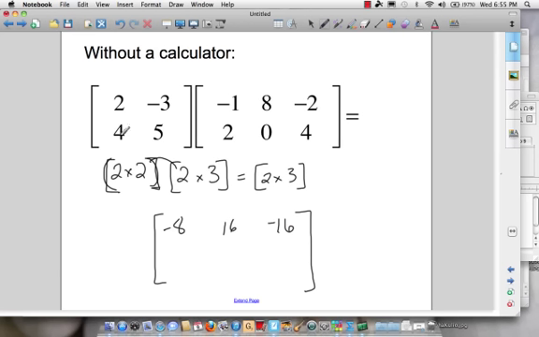Then I'm going to do the same thing with the second row and each column. So negative 4 plus 10 is 6. 32 plus 0 is 32. And for my last entry, negative 8 plus 20 is 12. Again, you're going to have to be able to do that without a calculator.